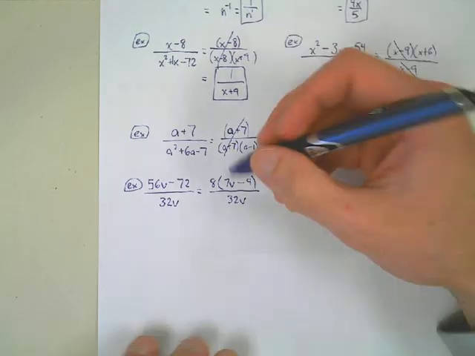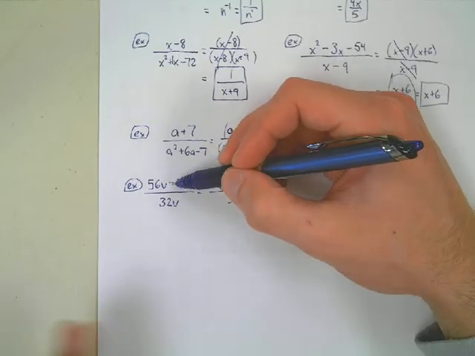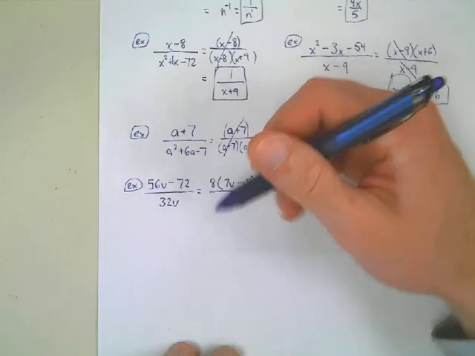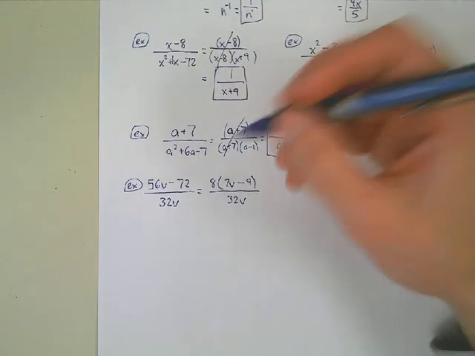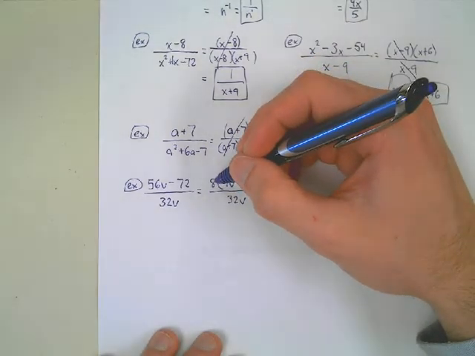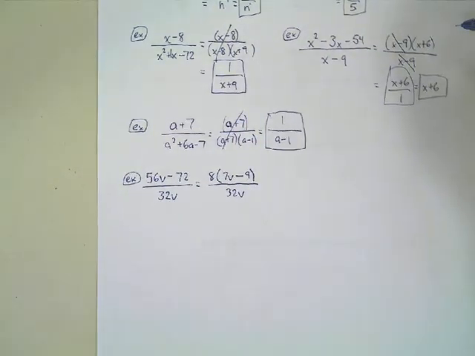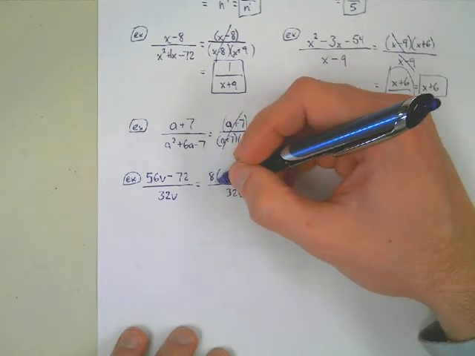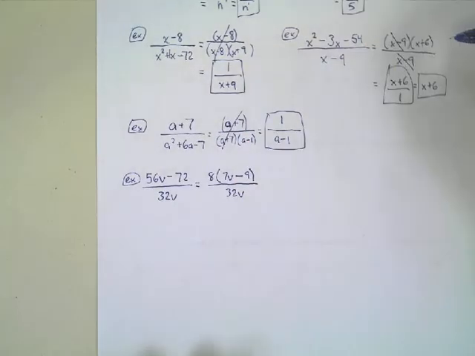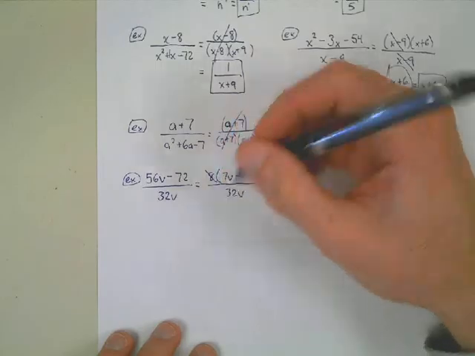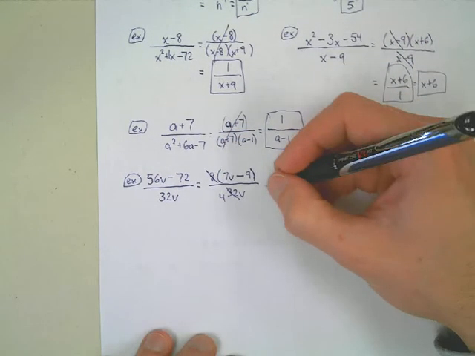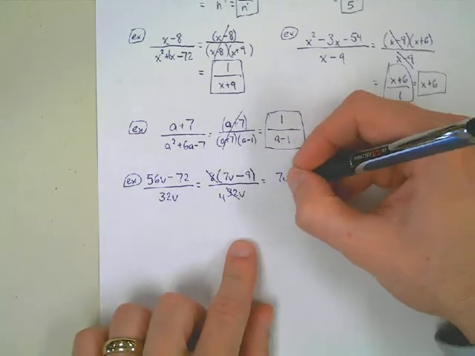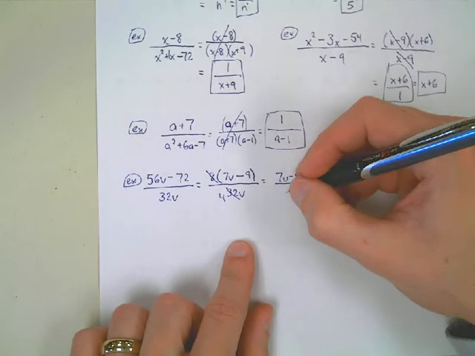Same thing here. There's still more stuff with the minus 72, but because we made it a product with the 8, this 8 and the 32 we can simplify. We can cross that out. So, what do 8 and 32 simplify to be? 1/4. The 8 divides out, and the 32 divided by 8 makes 4. That's right. So in the numerator, all we're left with is 7v minus 9 over 4v.